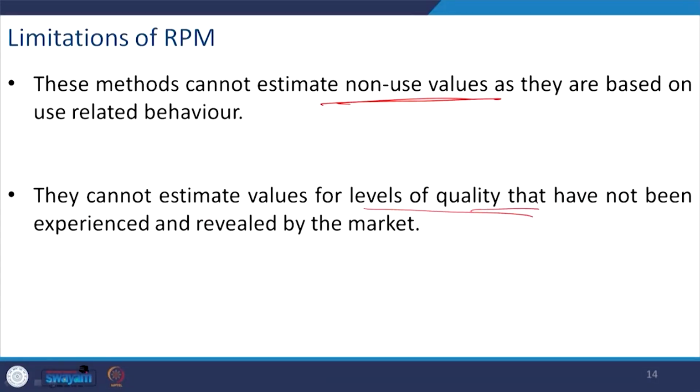Another limitation is that the revealed preference method cannot be used for values where the levels of quality are not experienced or revealed in the market. Without experience, without actual observations in the market scenario, this method cannot capture them. So, these are the broad limitations of the revealed preference method, and we will discuss in detail these four different types of revealed preference method in our discussions.